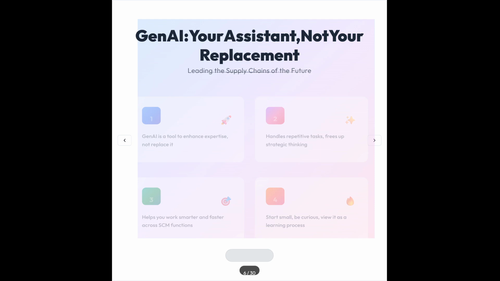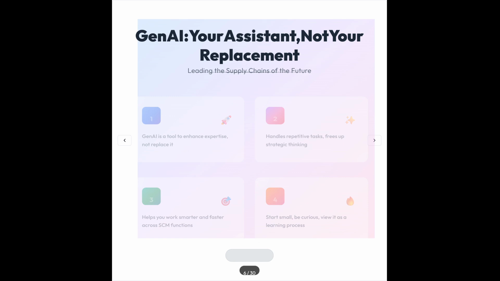We've covered a lot of ground, but the core message is simple. Generative AI is a tool. It's not here to replace your expertise. It's here to act as your assistant, handling the repetitive parts of your job so you can focus on the strategic thinking that really matters. We've seen how it can add context to forecasts, automate inventory communications, provide clarity during logistics disruptions, and streamline supplier interactions. In each case, the goal is the same: to help you work smarter and faster.